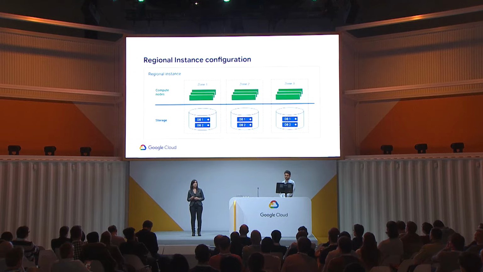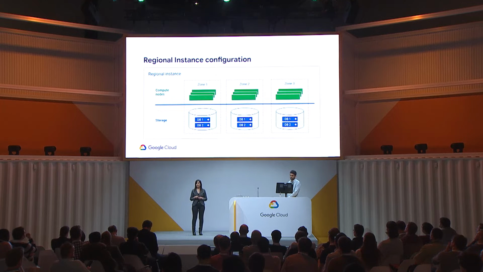So what we see here is a regional instance. In Spanner, we have two configurations, one regional and one multi-regional. The regional is under 4 nines SLA, and recently we announced that even with one node or two nodes, we can have 4 nines SLA, and this is a big improvement. So you can start small with Spanner and do a POC, and then you can scale out.